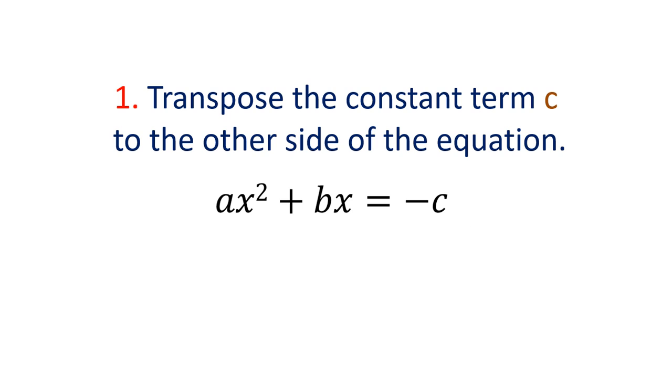Step number 1. Transpose the constant term which is c to the other side of the equation, and then the equation takes the form as you see on the screen, which is ax square plus bx is equal to minus c.